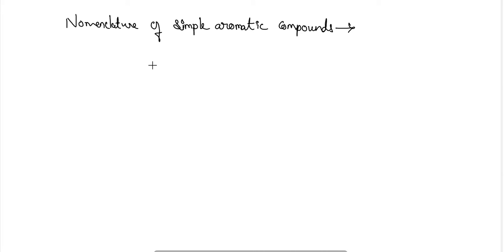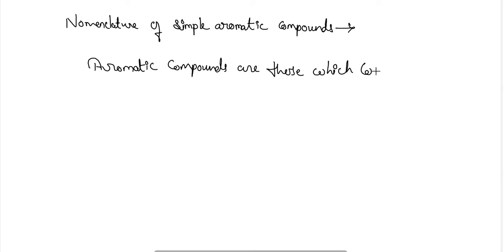So, aromatic compounds. First we need to know what aromatic compounds are. Aromatic compounds are those which contain one or more benzene rings in them.